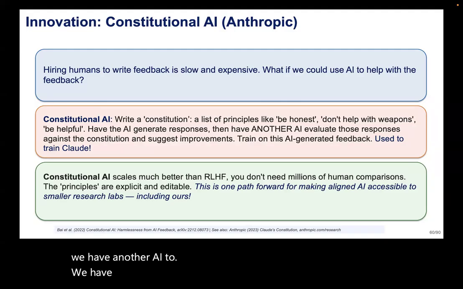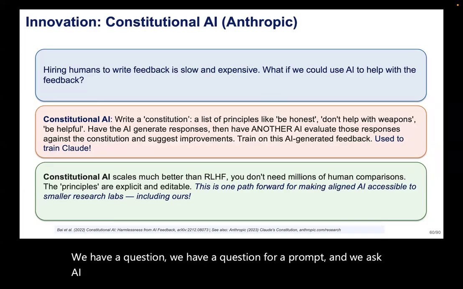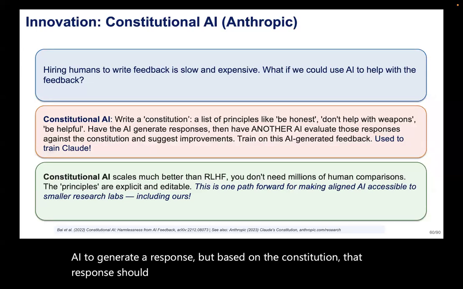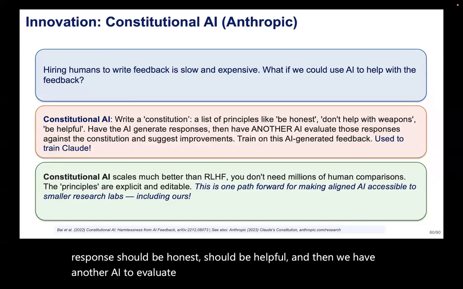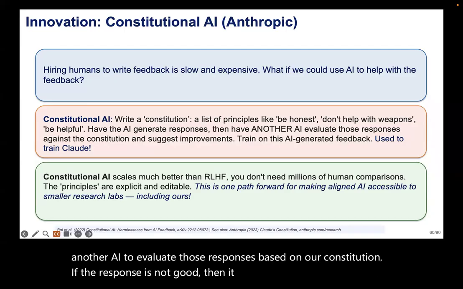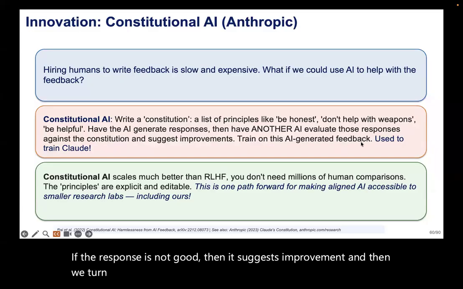We have a question for a prompt. We ask AI to generate a response, but based on the Constitution, that the response should be honest, should be helpful. And then we have another AI to evaluate those responses based on our Constitution. If the response is not good, then it suggests improvement. And then we train on this AI-generated feedback, and this is used to train Claude.